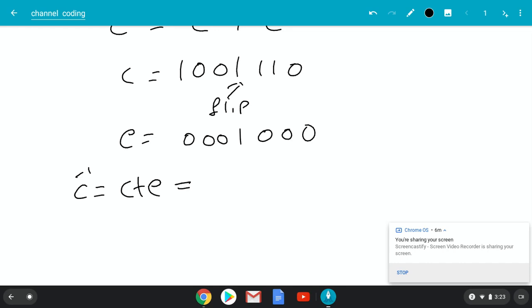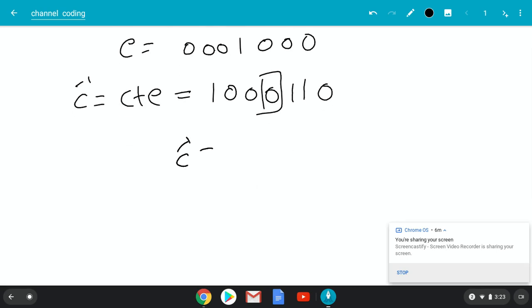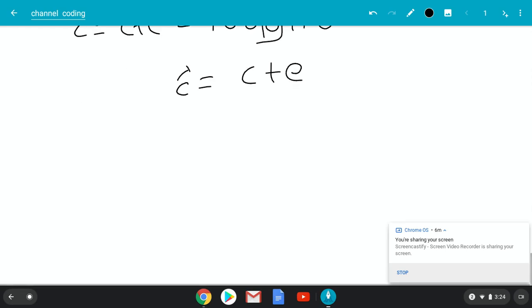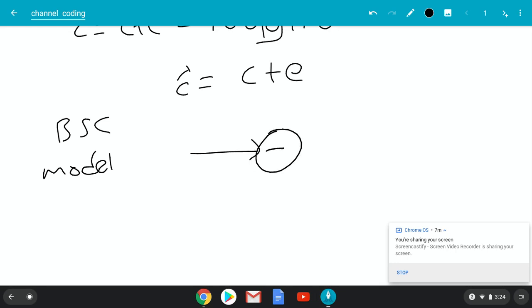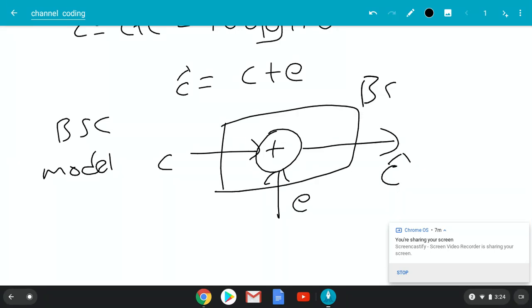So if I say C hat is equal to C plus E, whenever you XOR something with 0, you get the same thing, right? That means only the fourth bit will be flipped. So I'll get 1, 0, 0, 0, 1, 1, 0, with only the fourth bit flipped here. So bit flippings can now be seen as adding error. Now I have C hat equal to C plus E. So the binary symmetric channel model becomes like this: you have C, you add E, and then you get C hat. This is the binary symmetric channel, modeled by a simple addition of a random error vector.